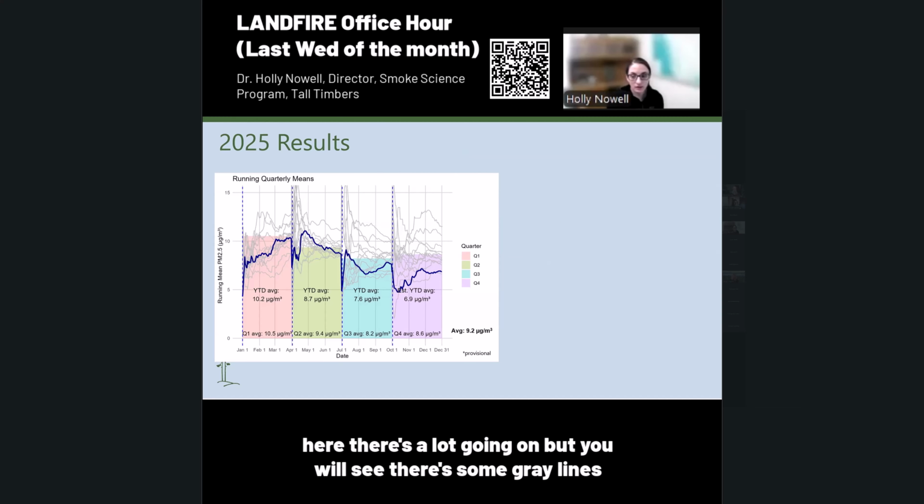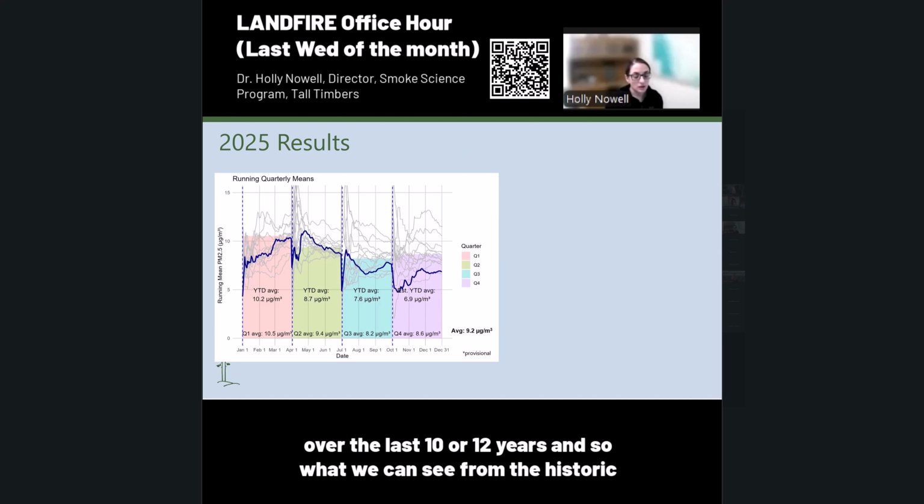And this figure right here, there's a lot going on, but you will see there's some gray lines. Those gray lines are historic daily running averages per quarter. The EPA calculates per quarter and then averages the quarters together to get a yearly average, so that's mimicking what the EPA does. The gray lines are historically what has happened. That dark blue line is what happened in 2025. And the shaded rectangles and the numbers along the bottom, the Q1 average through Q4 averages, are historic averages. Those are what we observed over the last 10 or 12 years.